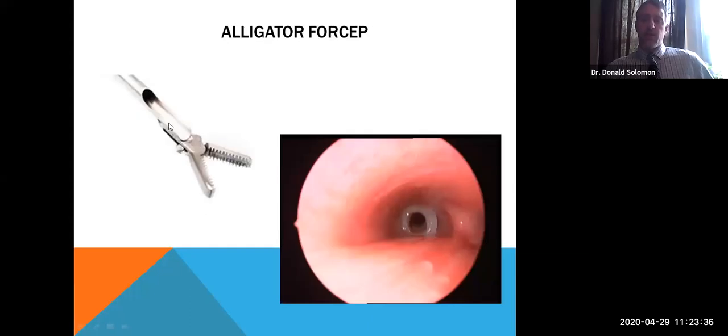And this is an alligator forceps. This is good for plastic foreign bodies or metal foreign bodies like a tack or a screw. This is actually a favorable foreign body because it has a lumen which allows the child to respirate without difficulty.